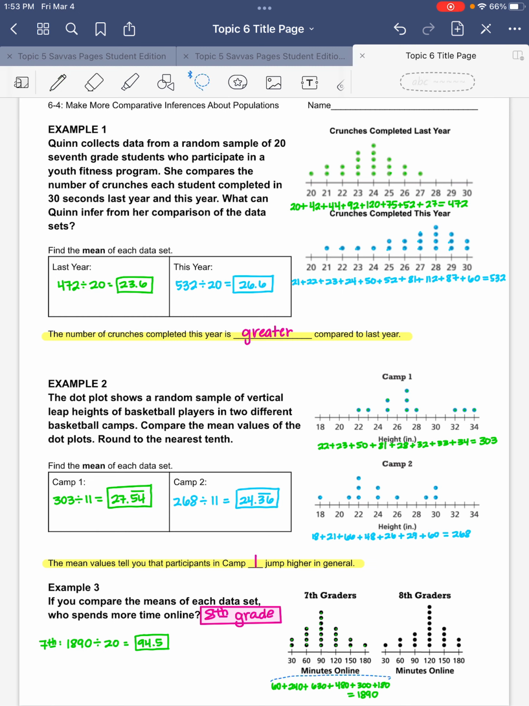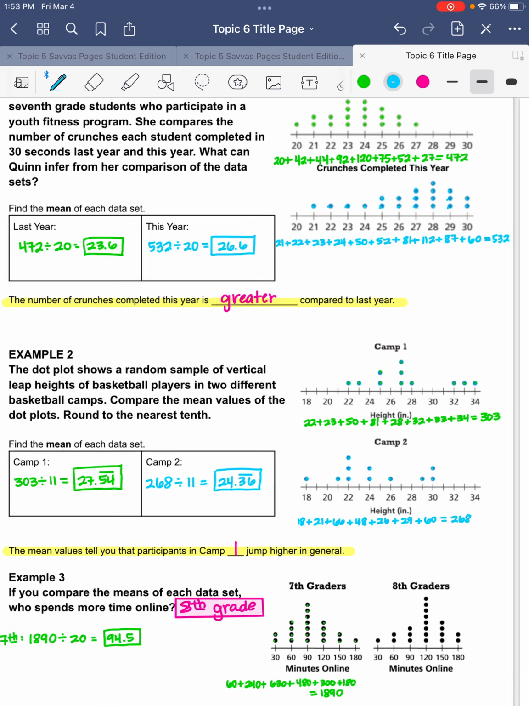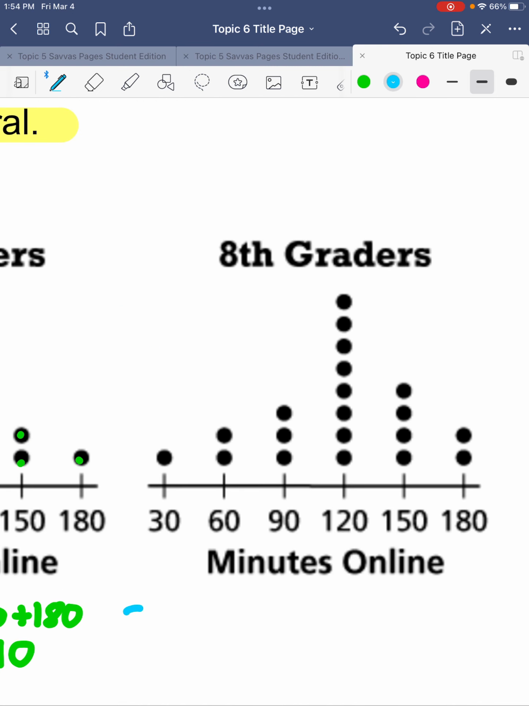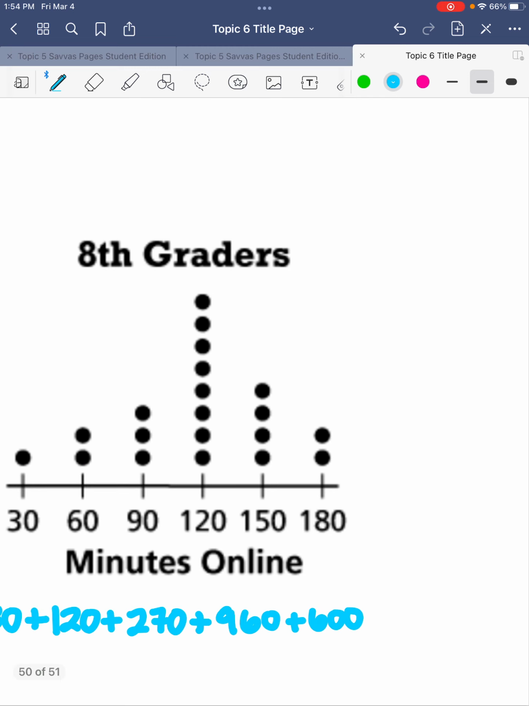I'm going to use a little teacher magic to move this over so I have some more room. Okay, so now looking at 8th grade, our first data point is 30. Then I have 2 at 60, so that's 120. 3 at 90, so that's 270. Then I have 8 at 120. 8 times 120 is going to be 960. Okay. Then I have 150 times 4, which is 600. And last, I have 180 times 2, which is 360.